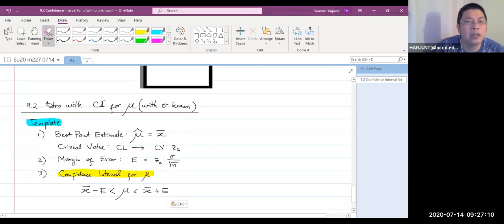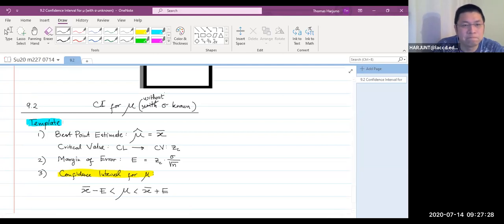Then what happens if we have a confidence interval without sigma known? Without sigma known, we will basically use the same template. The best point estimate is the same. You will see that the only thing that changes is the critical value once sigma is unknown.